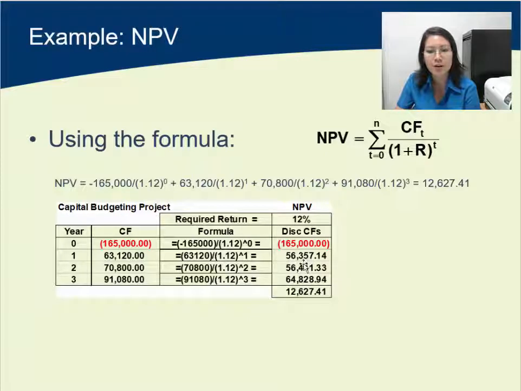So what we do to get a present value is we add the 56 and the 64. That gives us present value. Then we take it away from our 165 to get a net present value. So in this case, our net present value is positive, $12,627.41. So we would accept this project. So that's the long way to do it. Excel does it all for you. You just put a formula in Excel and hit enter.